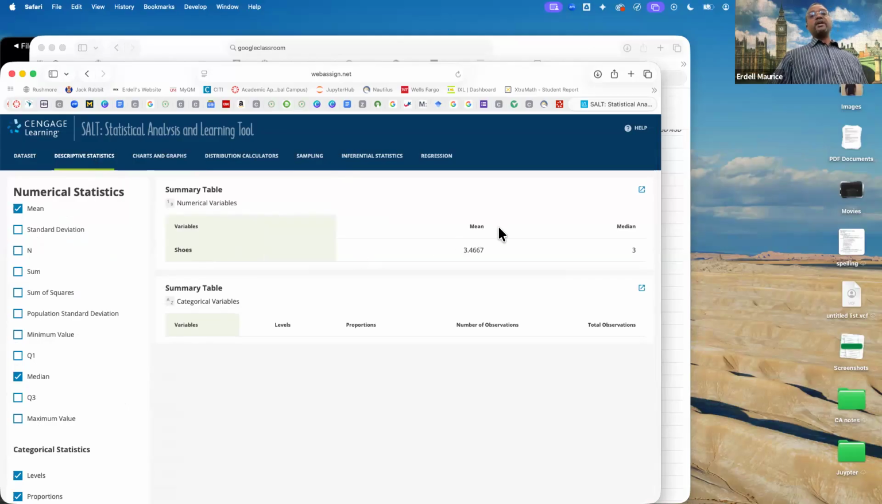And so you can see right here, the mean number or the average number of shoes people have is 3.4667. And then the median is 3. Yes? So let's test the knowledge right here. Because the mean is larger than the median, is this data set skewed to the left or is it skewed to the right?